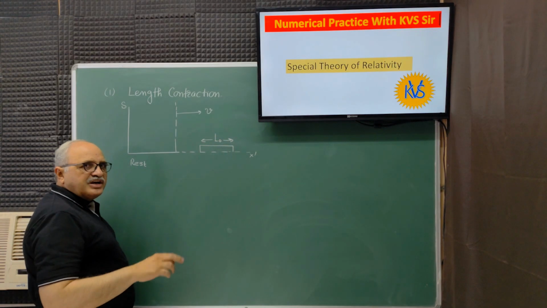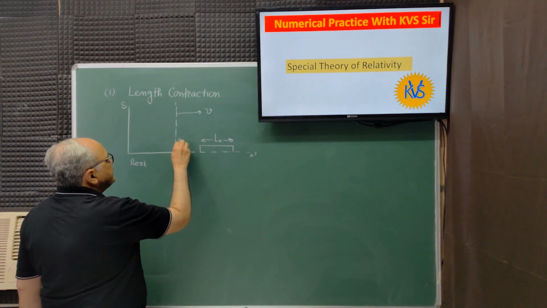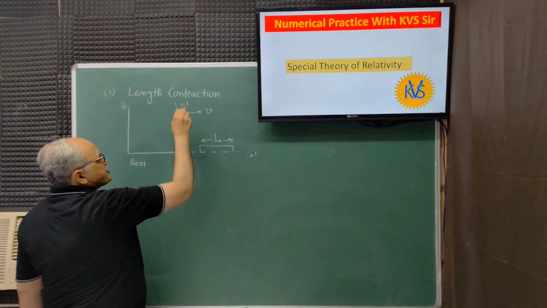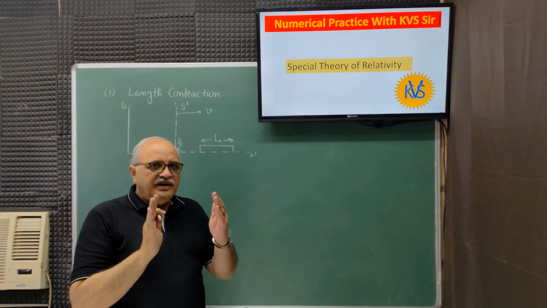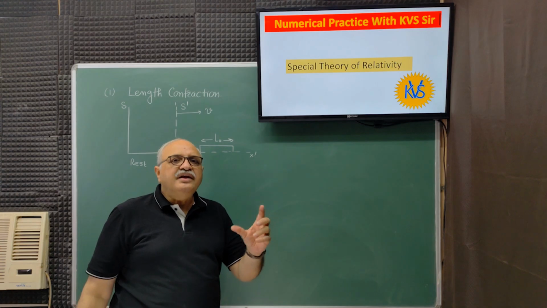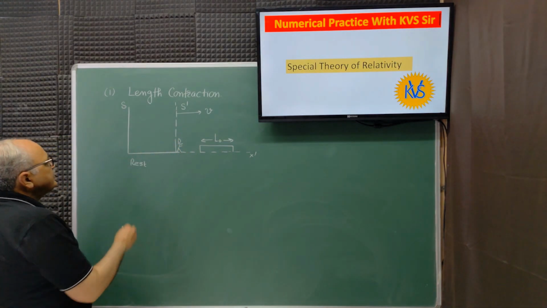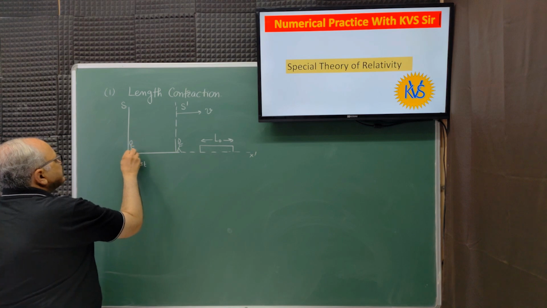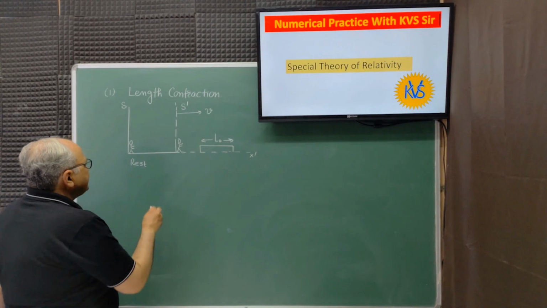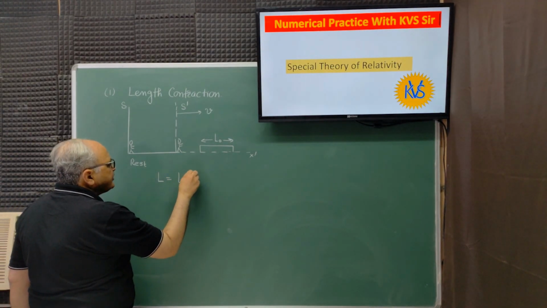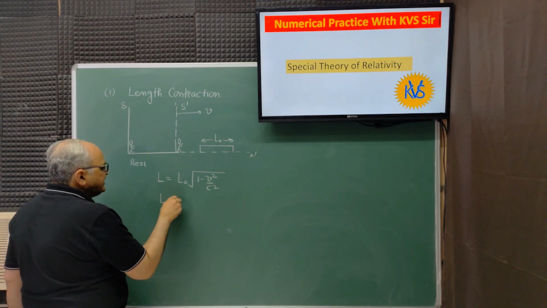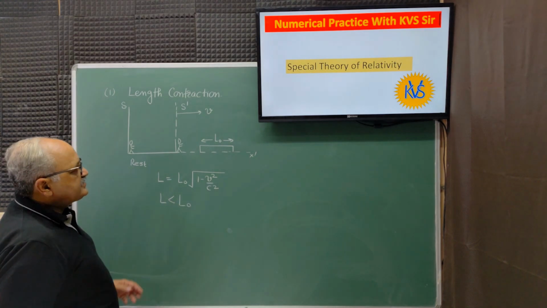When we say its original length, it means the observer who is observing this rod is also moving in the frame S dash. That means observer and the rod both are moving with the same velocity. That means they are relatively in rest position. But the observer of this frame S, if he can see this rod, he will notice that the length is L equals L0 under root of 1 minus v square by c square. Obviously L is less than L0, that's why we say it's the length contraction.